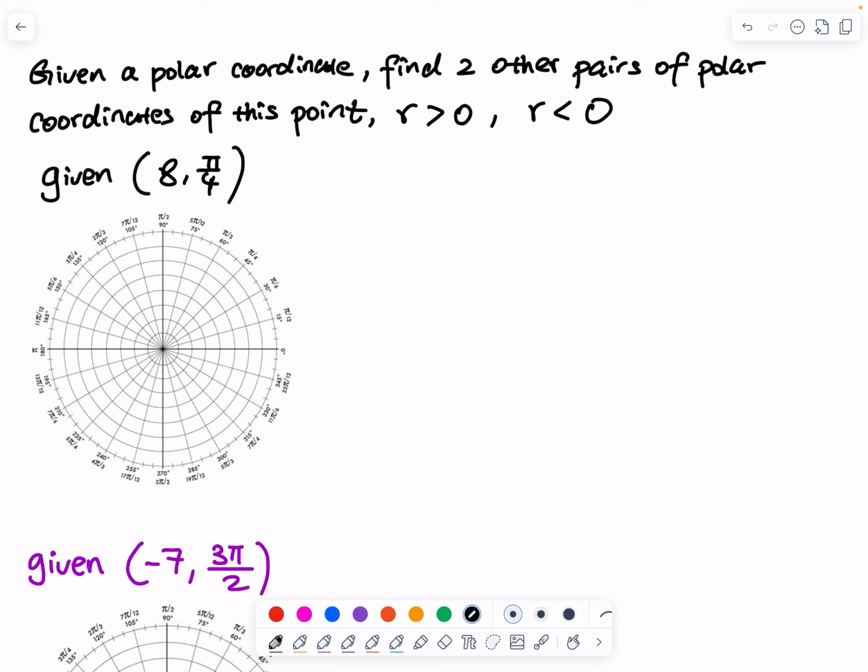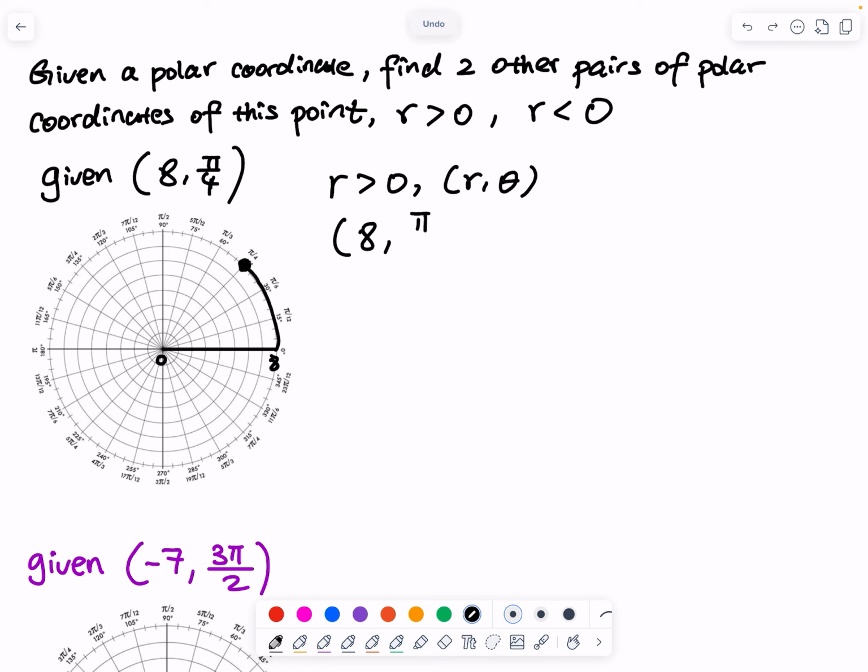So 8 pi over 4 means you go to 8, and then you go to pi over 4. That is the location of this point, right? So this is the origin, and then you go to 8, and then you rotate pi over 4 counterclockwise. So this one is r greater than 0, and then we have r comma theta. The easiest one is you start at 8, and then you have pi over 4.